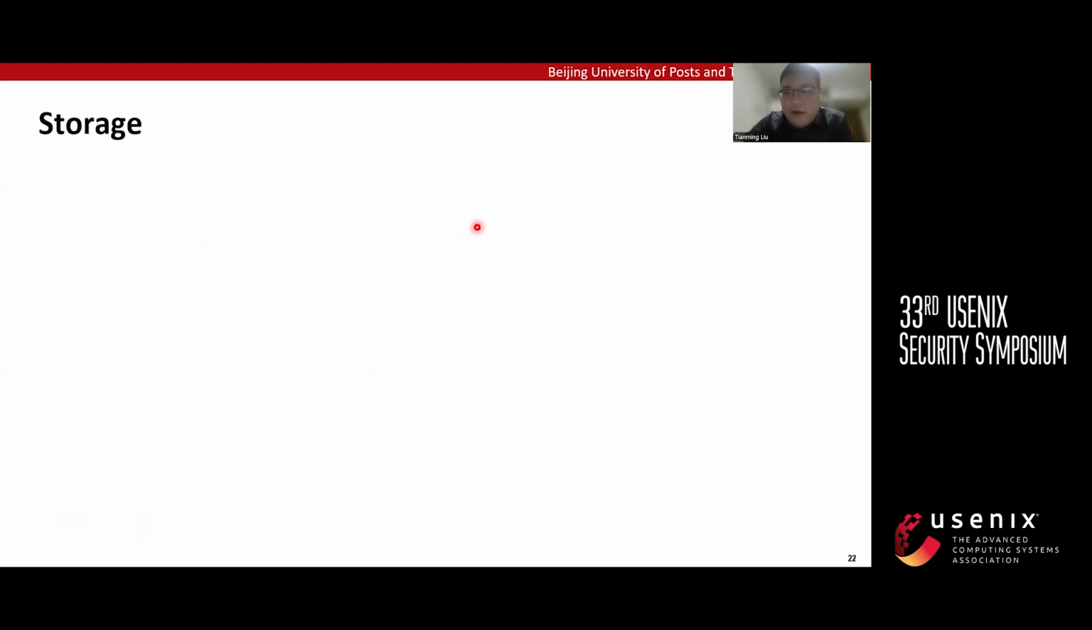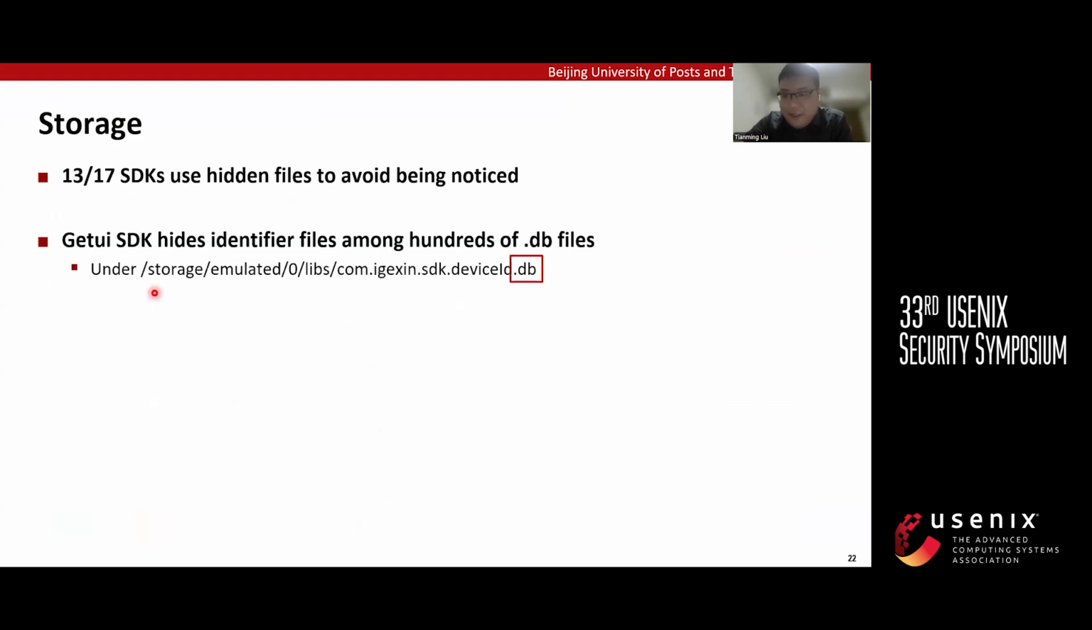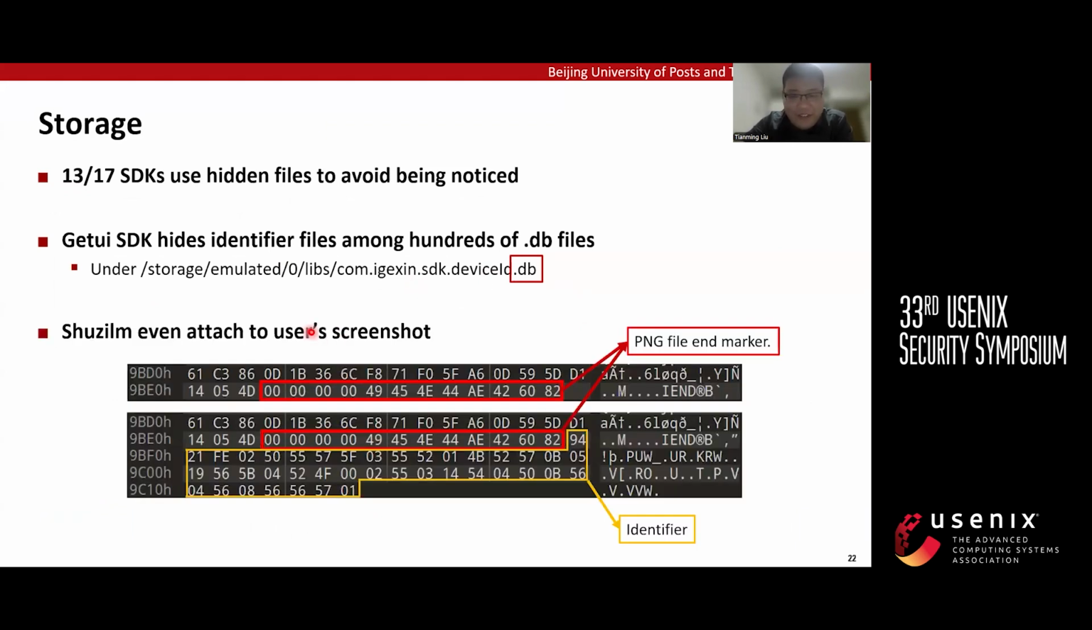Next, I will share some interesting findings. 13 of the 17 SDKs use hidden files to avoid being noticed. One, in particular, gives itself a suffix of a database file and hides among hundreds of database files. Another even attaches its identifier to a user-generated screenshot, inserting the identifier data at the end of the image file.